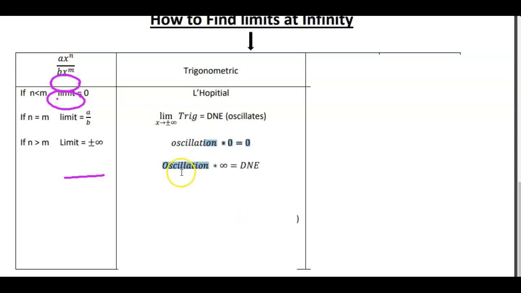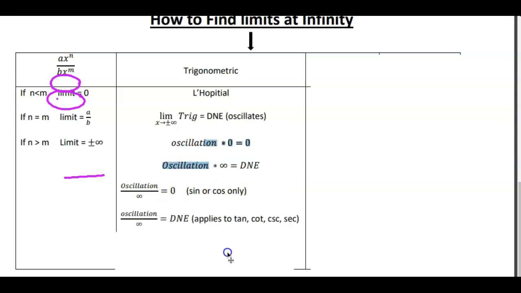Or if you have an oscillating function, you multiply it by infinity, that infinity causes it to oscillate even more, so that one doesn't exist. Or if you have an oscillating function being divided by a function that goes to infinity at infinity, then the infinity kind of overwhelms the oscillation and just goes to 0. But that only applies to sine and cosine.